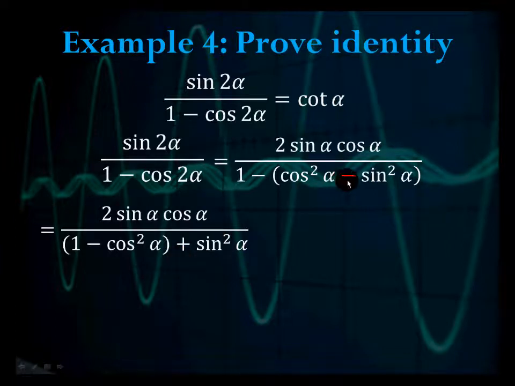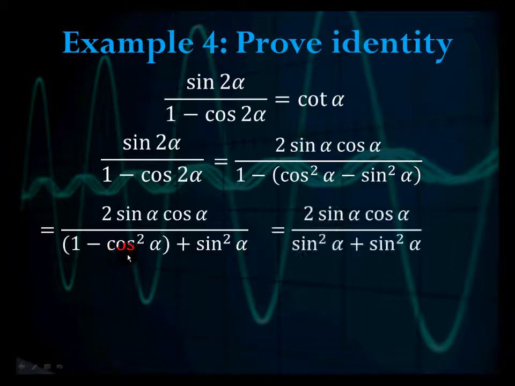Notice that all I did was use the associative property of addition. I moved the parentheses. So this is actually 1 minus cosine squared plus sine squared. I basically just put parentheses around the 1 minus cosine squared. Why? Because then you can see that this is equal to sine squared plus sine squared, since 1 minus cosine squared is sine squared. Now let's keep going.